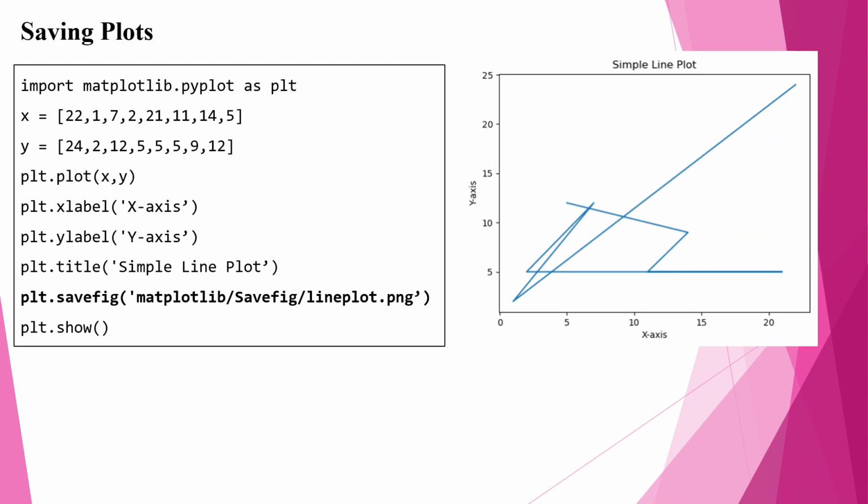This demonstrates how to save a plot as an image file using Matplotlib. First, the x and y data values are defined and plotted using the plt.plot function. Then labels for the x and y axis are added using plt.xlabel and plt.ylabel, and a title is given using plt.title to make the plot more informative. The key function used here is plt.savefig, which saves the created plot to a specified file path, in this case as a PNG image named lineplot.png. This allows the plot to be reused in reports or presentations. Finally, plt.show is used to display the plot on the screen.